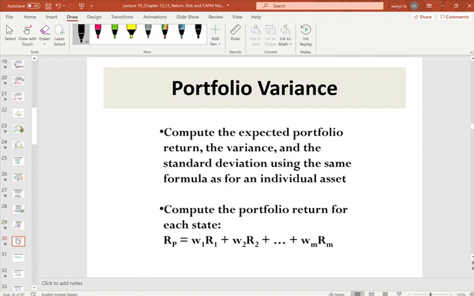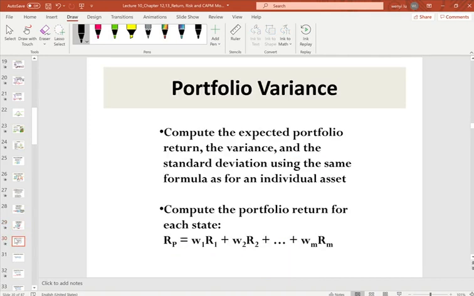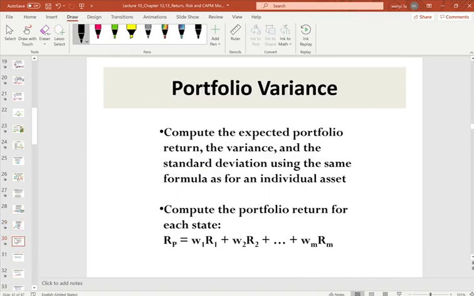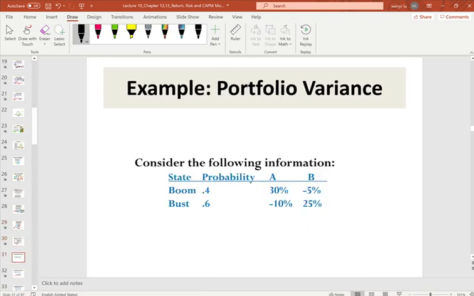Now we will study the portfolio's variance. We already solved the portfolio's return here. So this is our expected average return for the whole portfolio. Now we want to solve the risk. So what we will do is, let me show one example before we do the portfolio variance for these questions.